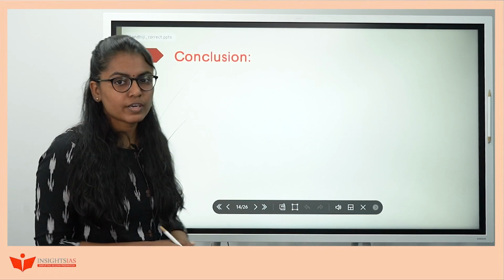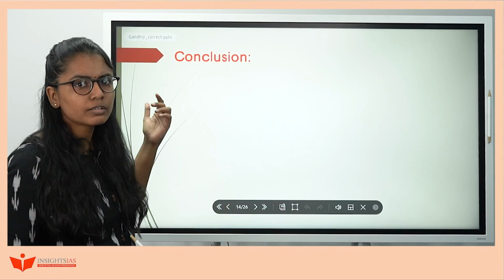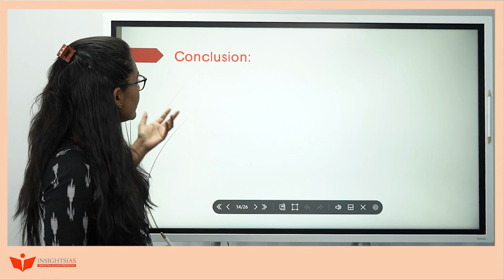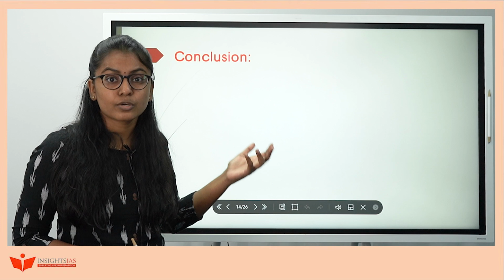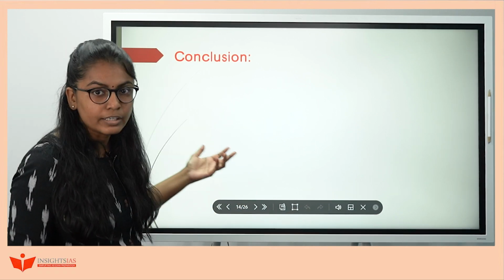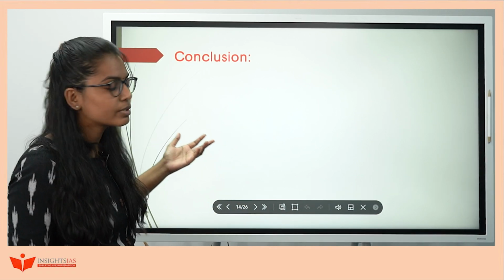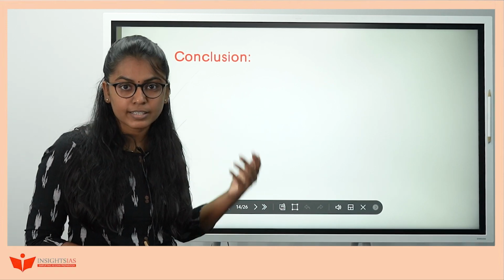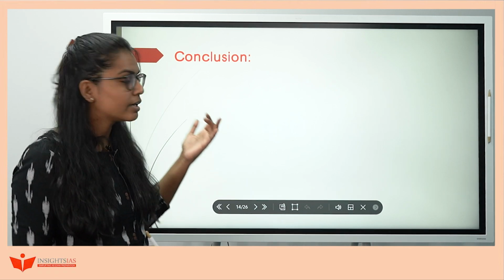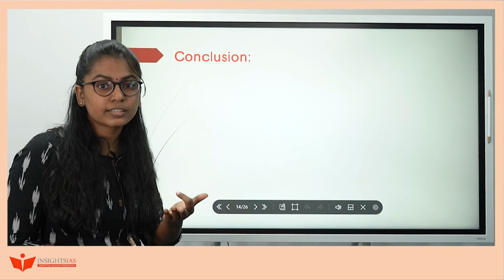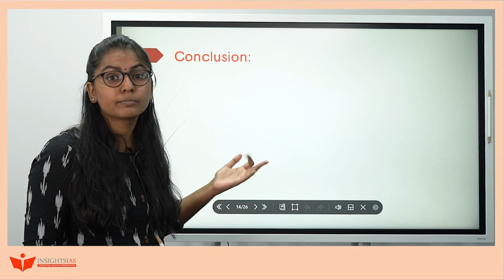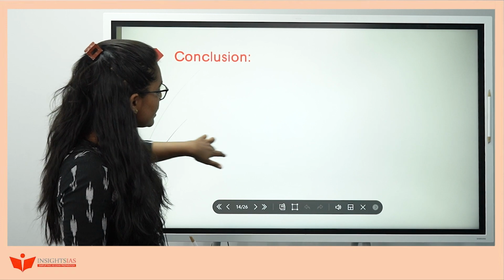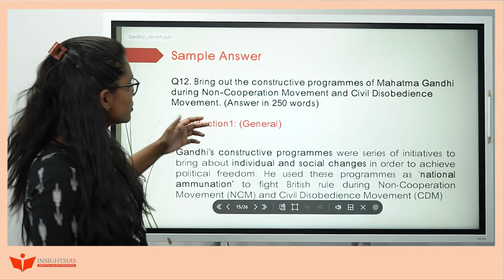Now that we are done with the body, let's see how to go about the conclusion. We can write various types of conclusion here. One is that it led to mass participation. All sections of society took part in the Indian national movement. That type of conclusion you could have written. Or you could have written about the importance of constructive programs in the present time, like Swachh Bharat Abhiyan, women's empowerment, Panchayati Raj, the 73rd and 74th Amendments, and prohibition. This type of conclusion you could also have written. I have provided a sample answer here. You can just go through it.